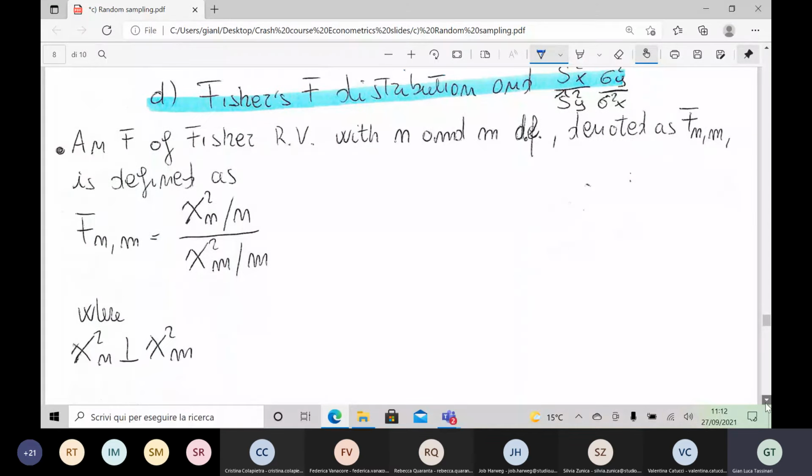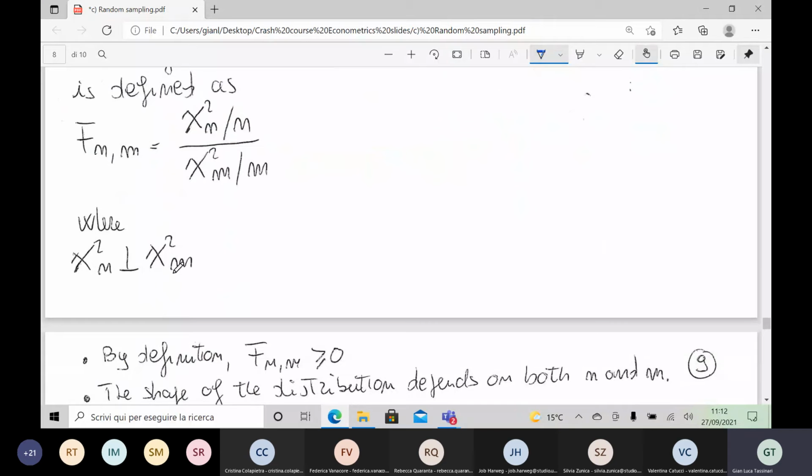Okay. By definition, guys, this is always greater or equal than 0. The denominator must be strictly positive, because it is in the denominator. So it is the ratio of a quantity which is always greater or equal than 0 divided by a positive quantity. Obviously, the values that an F of Fisher with n and m degrees of freedom can assume are values greater or equal than 0. Okay, so by definition, it is a non-negative random variable like the chi-square.